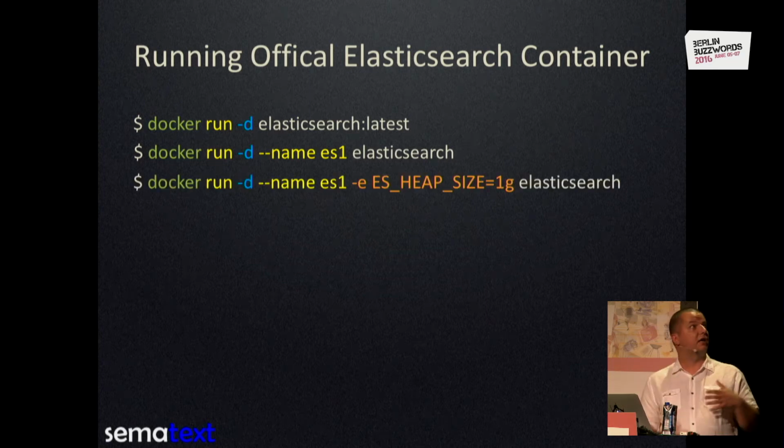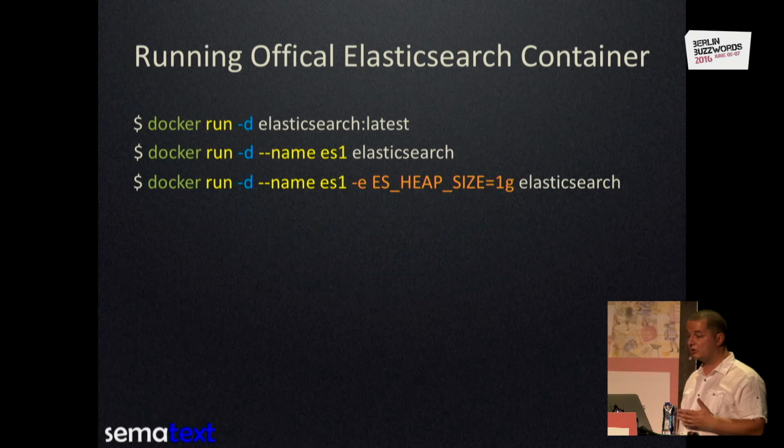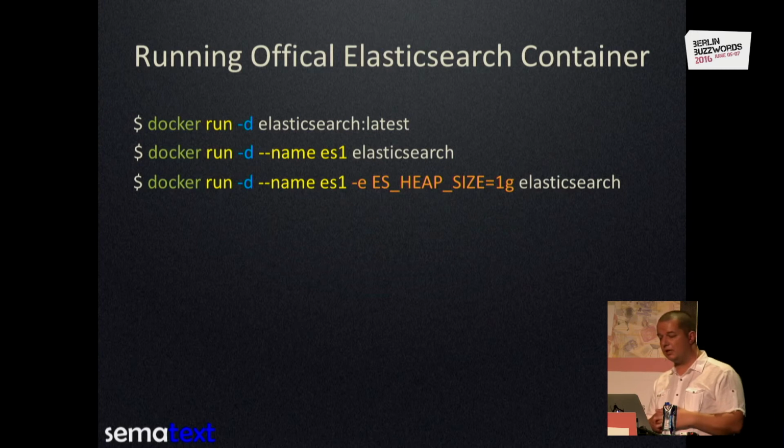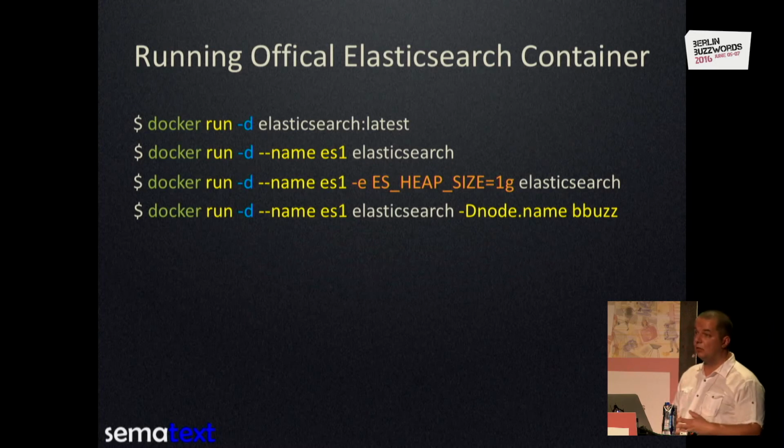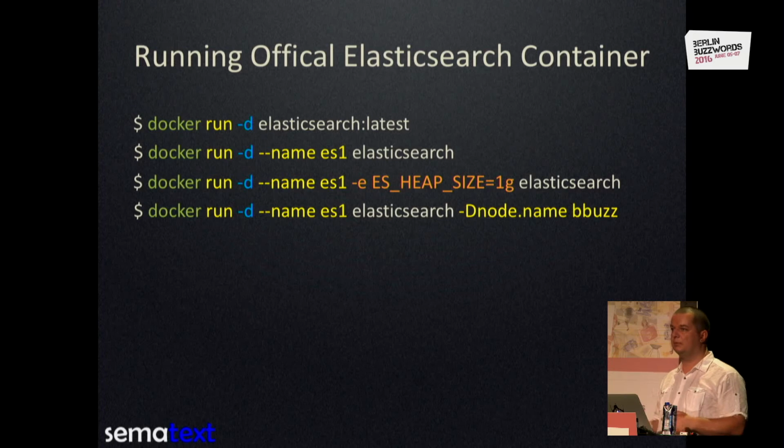We can provide environment variables, like having ElasticSearch use a certain heap, like here with the -e switch, and providing the proper environment variable understood by ElasticSearch, or provide some additional properties, like here -Des.node.name=bbuzz, which will make the ElasticSearch container use the node name and start with a given node. That's the basics of running.